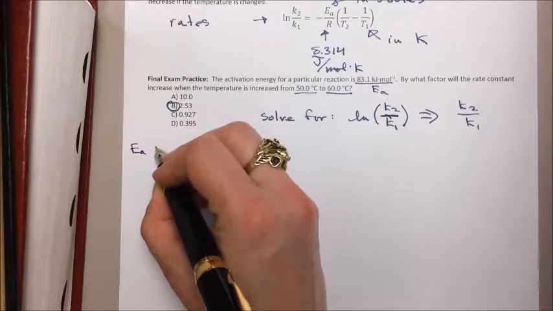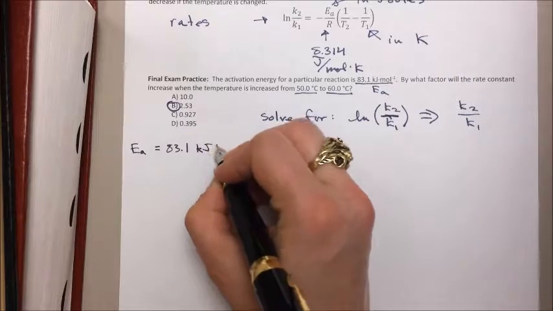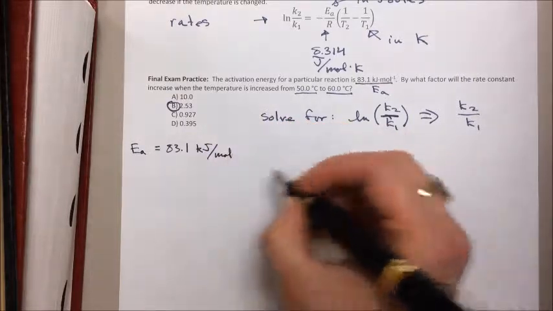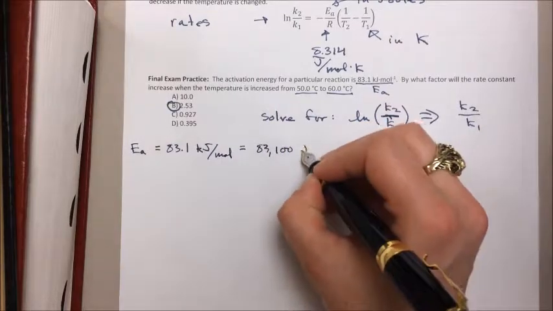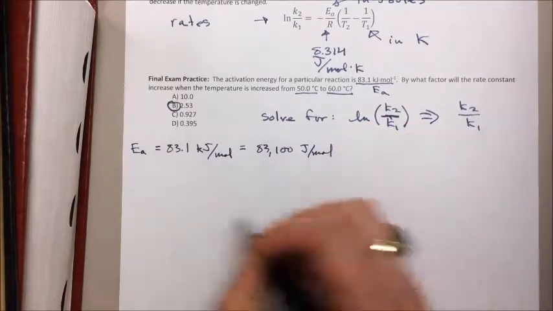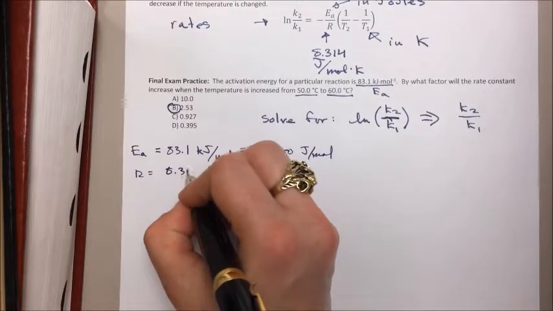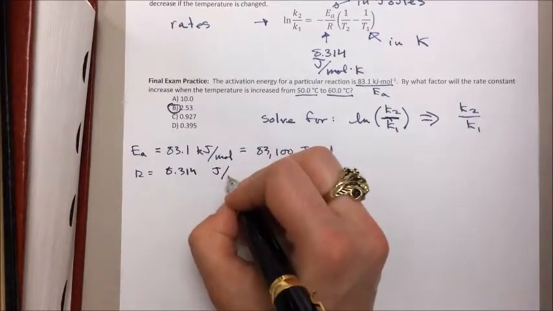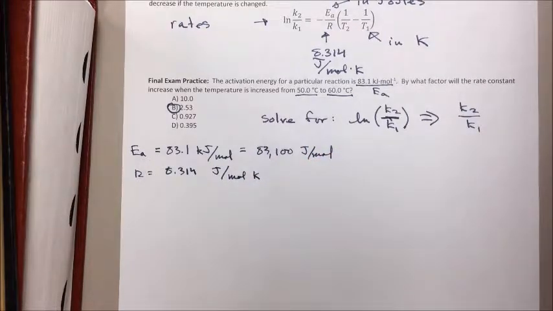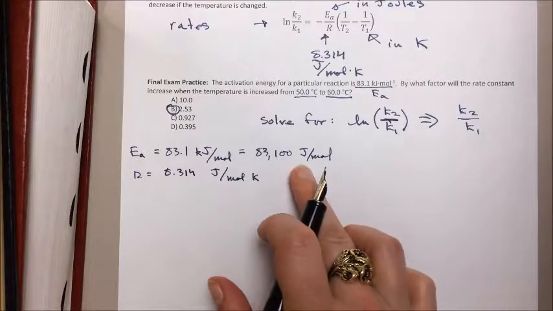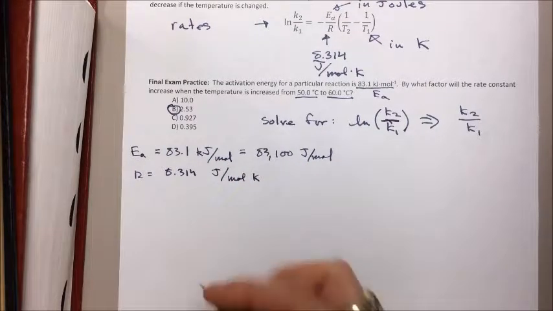E sub A, that is 83.1 kilojoules per mole, but we need it in joules, so that's going to be 83,100 joules per mole. We also need our R value, that's just 8.314 joules per mole Kelvin. If you ever get confused about what unit your energies need to be in, look at R. It will tell you joules or kilojoules.